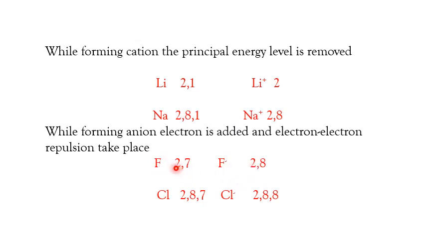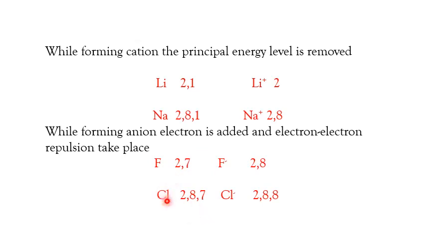And now let us see in the case of anions, when the fluorine atom changes to fluoride ion, we can see the electron configuration changes from 2, 7 to 2, 8. That means one electron is added. So there will be more electron-electron repulsion that causes the fluoride ion size to be bigger than the corresponding neutral fluorine atom.